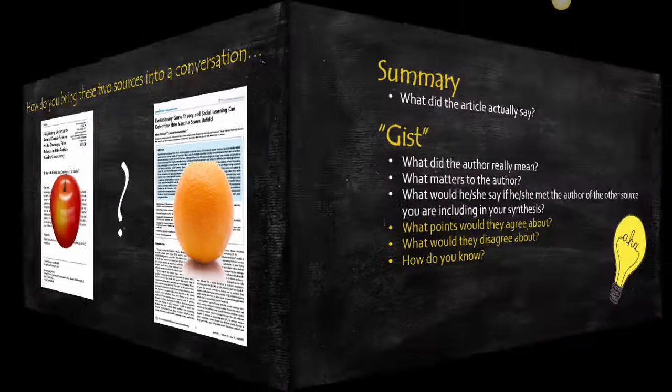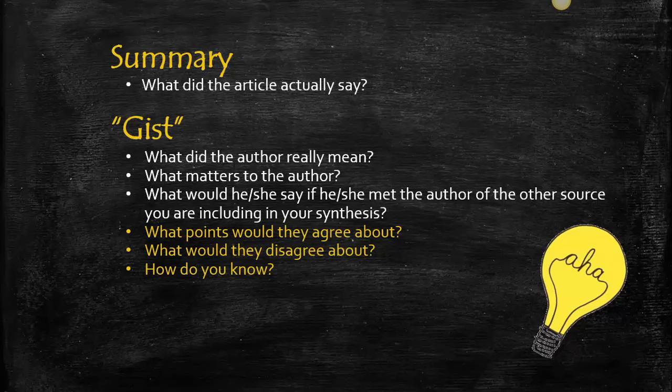And so that is where you have to understand the difference between summarizing a source, in other words, what did the article actually say, and the gist of a source. And that's why the beginning of our textbook talks about summarizing, and then it talks about knowing the gist of the source. So the summary is the actual claims, right? That's where you're able to lay out what exactly did the author say.